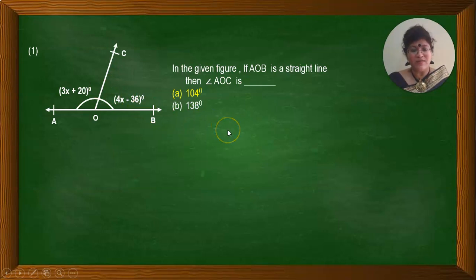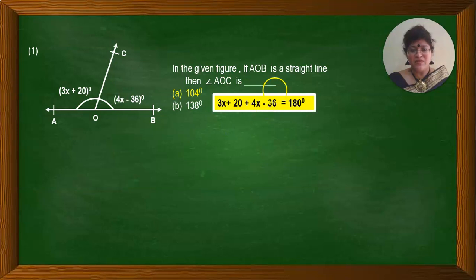You know that angle AOC plus angle BOC are angles in a linear pair. So you will add them and total it up to 180 degree. Find the value of x. You will get x as 28 degree. And 28 you substitute in this expression 3x plus 20. That will be 3 into 28 plus 20. You will get the answer as 104 degree. So you could expect such type of questions from lines and angles.